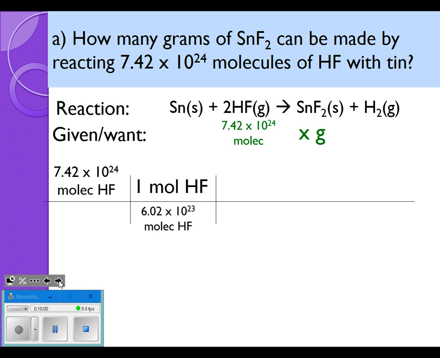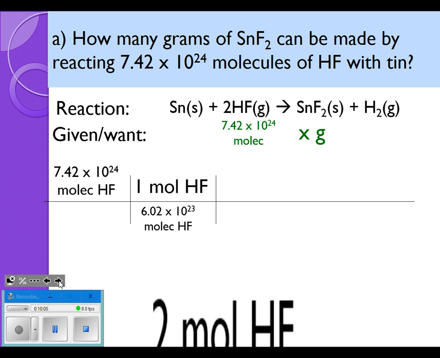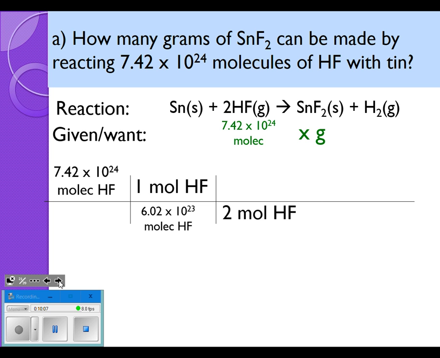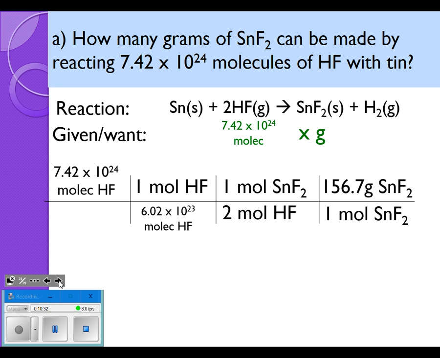That is step B. Now I have to do my mole ratio. So there's 2 moles of HF from the coefficient in the reaction, and there's 1 mole of SnF2 from the coefficient in front of SnF2. Then I want to go from moles to grams, so I'm going to multiply by the GFM. So I'd look up the mass of Sn, I'd look up the mass of F, I'd take the mass of F and multiply it by 2, and then add it to the mass of Sn, and I would end up with 156.7 grams of SnF2.